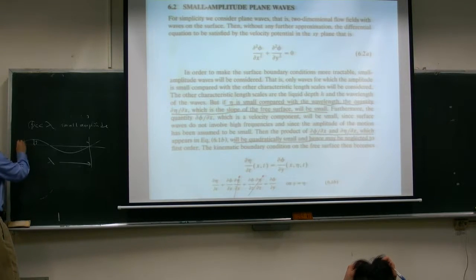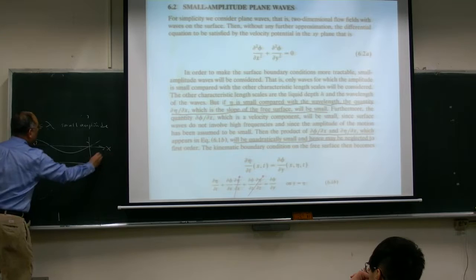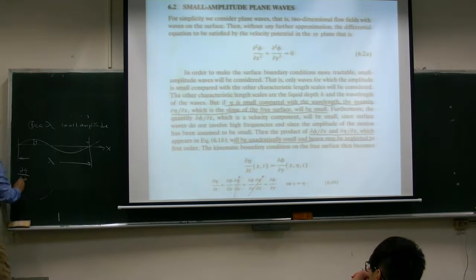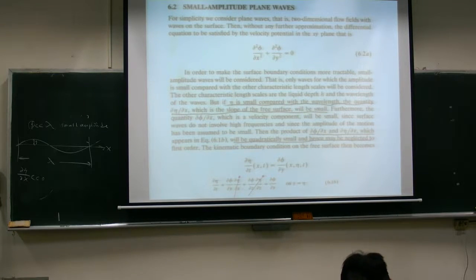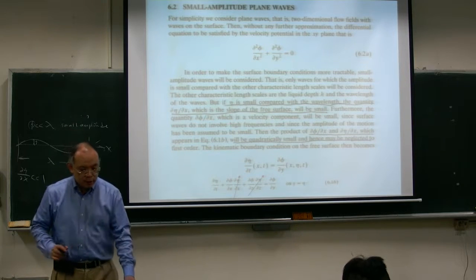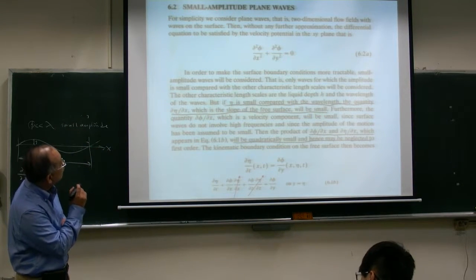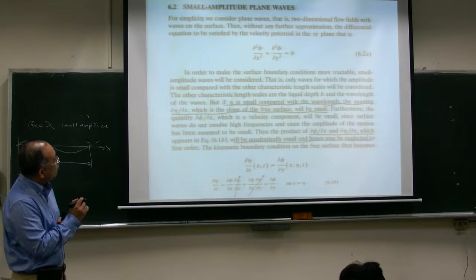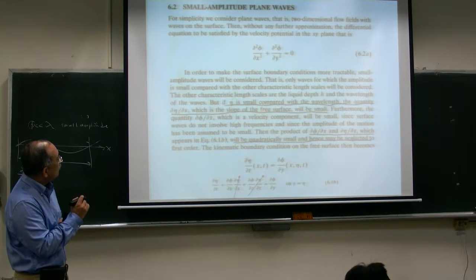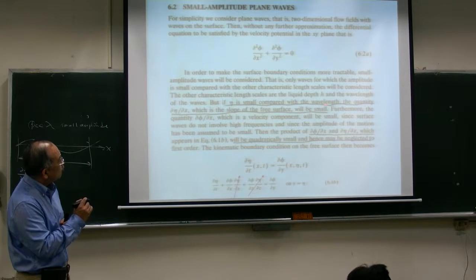And here we know this is the x direction, right? So as you can see, partial eta, partial x is the slope. Since x is the lambda direction, this should also be very small. So by using the small amplitude assumption, eta is small compared with the wavelength, so partial eta, partial x, which is the slope of the free surface, will also be small.